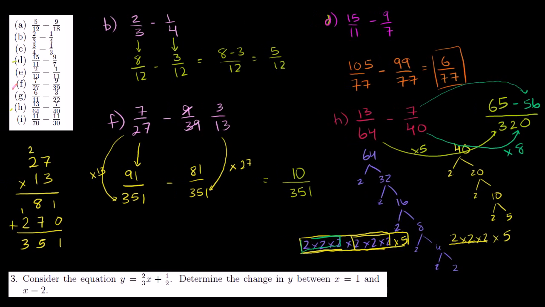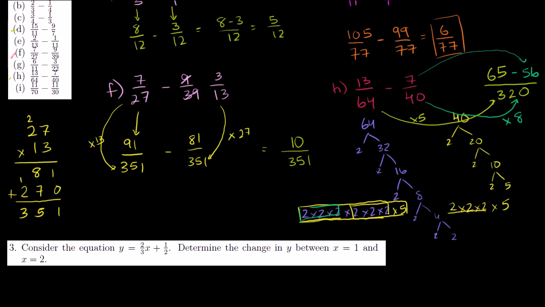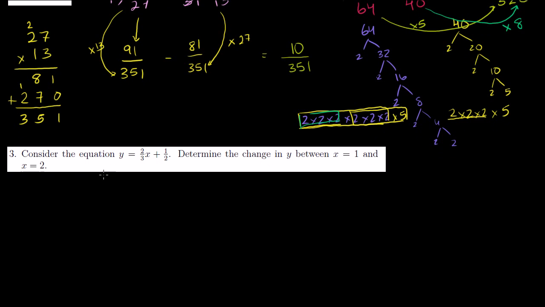Let's do this last problem down here. Consider the equation 2 thirds x plus 1/2. All right, y is equal to 2 thirds x plus 1/2. Determine the change in y between x is equal to 1 and x is equal to 2. All right, let's see, let's make a little table, x and y. When x is equal to 1, what is y?